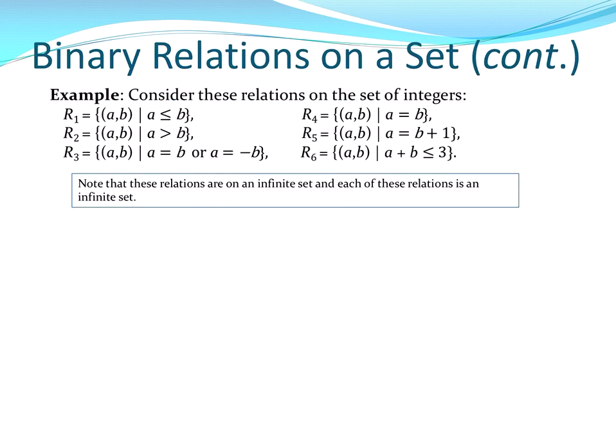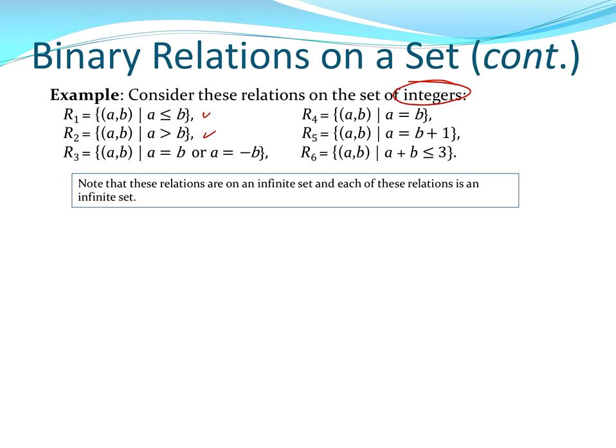All right, now an example. Here we have 6 relations. The first relation is the set of ordered pairs on the integers, the set of ordered pairs (a, b) such that a is less than or equal to b. The second one is the set of ordered pairs (a, b) such that a is strictly greater than b.